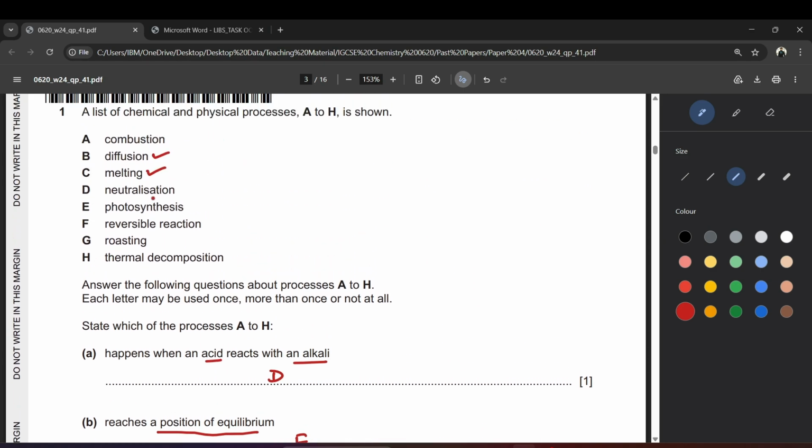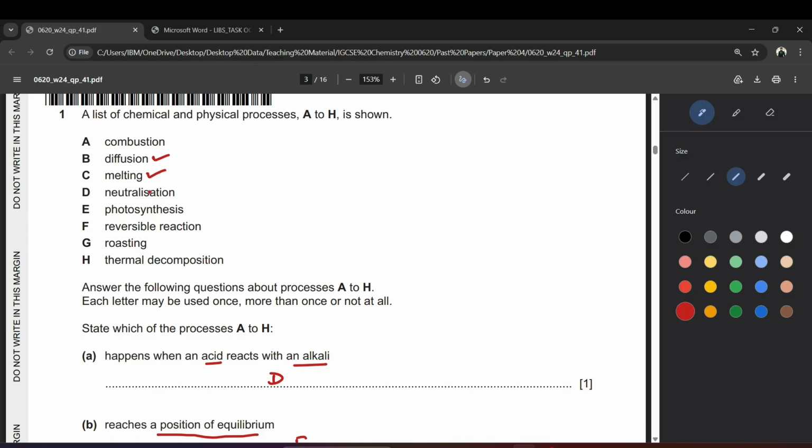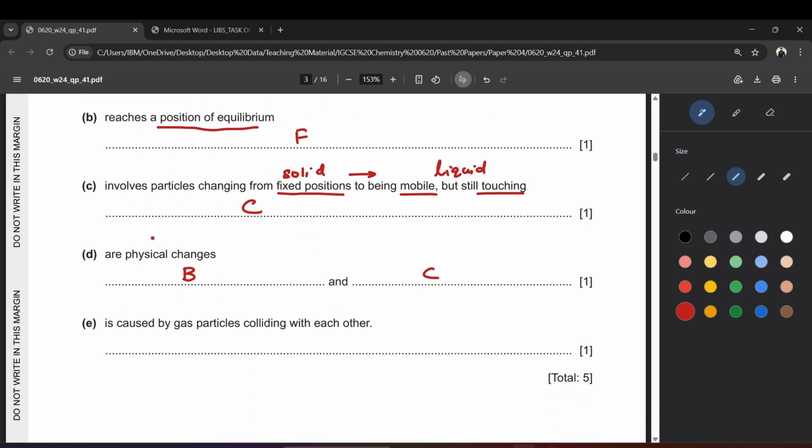If you also look at other options, neutralization, okay, that's an acid base reaction, you always get a salt in that. Photosynthesis, you're getting new products. Okay, during photosynthesis you get glucose and oxygen, right? Then we have reversible reaction. Again, these are reactions, so you are getting new products. Roasting is a type of heating, so that's why that's also a chemical process. And in thermal decomposition, you are decomposing a substance by heat, so that new products are formed. So all of these other options are chemical processes.